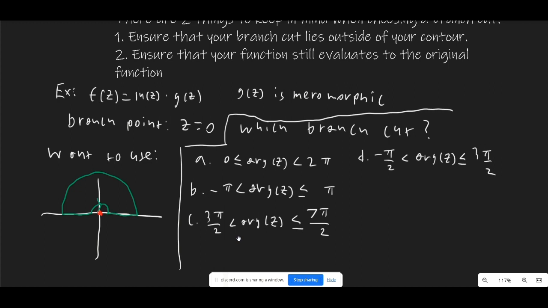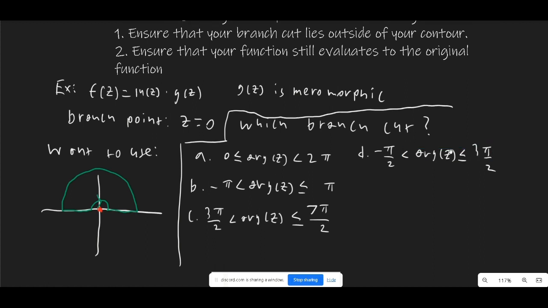And that means that D is actually the branch cut that we want to use. Because the branch cut is located in the same place. It's located from z equals 0 and it goes to z equals negative i infinity. The difference is that in this case, the definition of the natural log on the positive real axis stays the same as our usual definition, which means that our function still evaluates to the original function, which means that both of these criteria are met. So that means this is the right branch cut to pick.